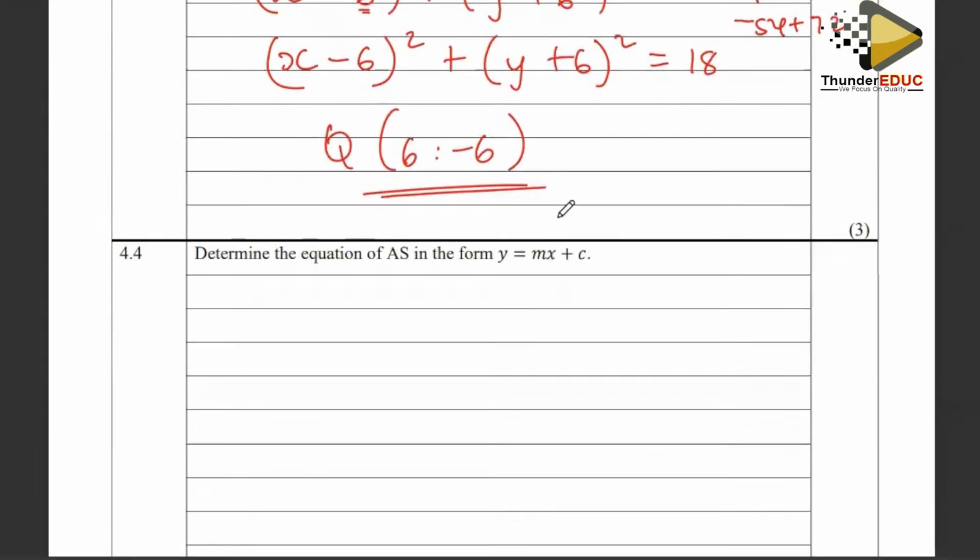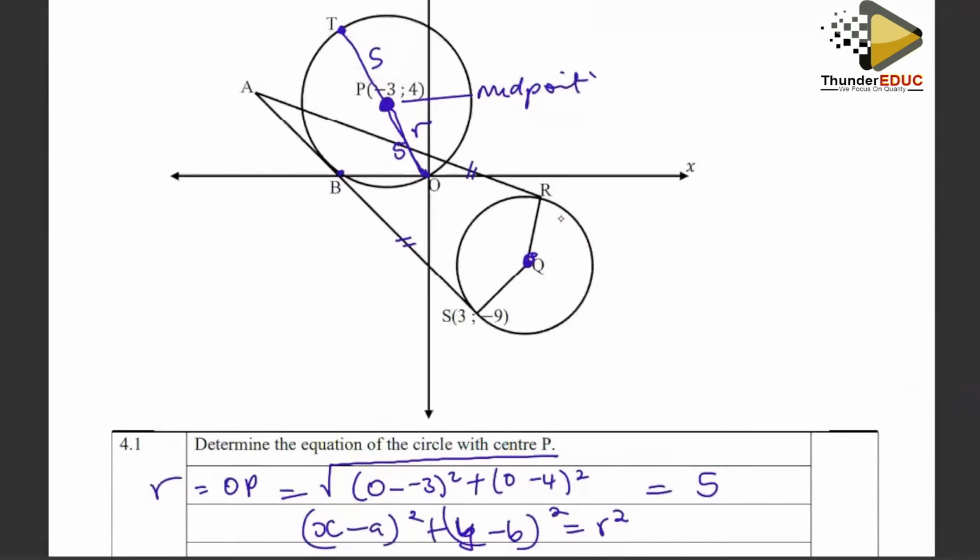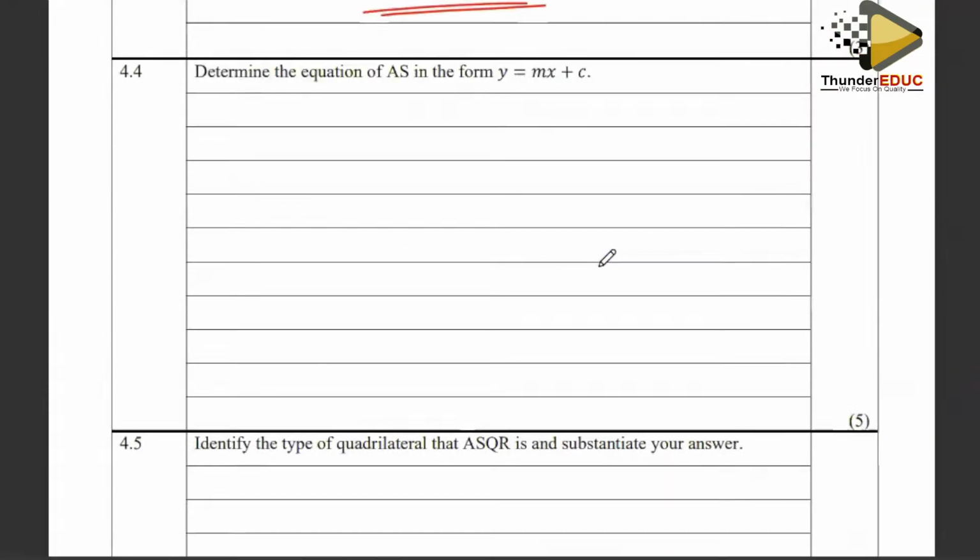Then determine the equation of AS. What is AS? AS is a tangent, okay? For us to get the equation of the tangent, we need to start by getting the gradient of QS. All right, so our Q, we said it's (6, negative 6). Is that correct? Okay, and then our S was (3, negative 9). So let's get the gradient of that.